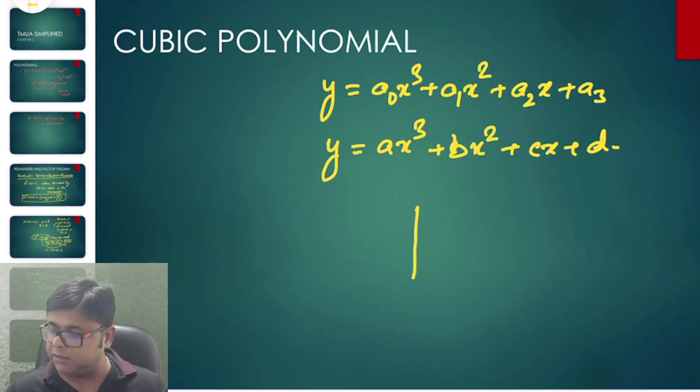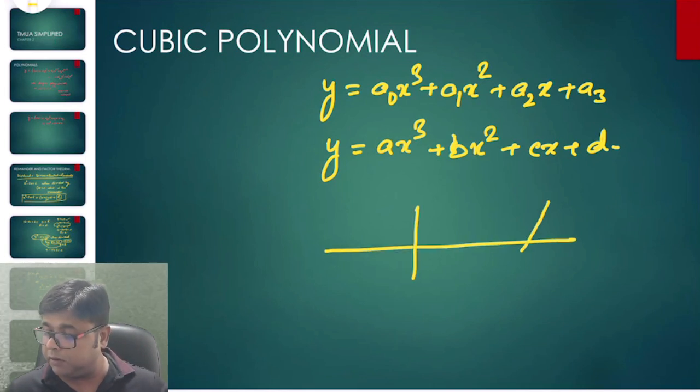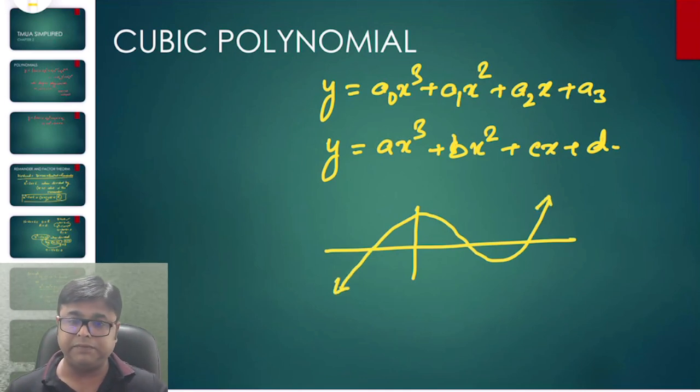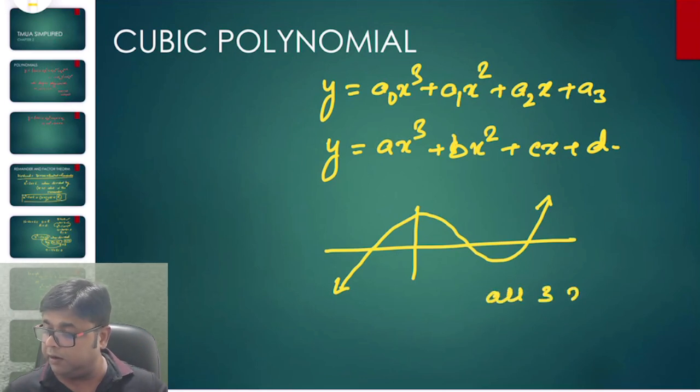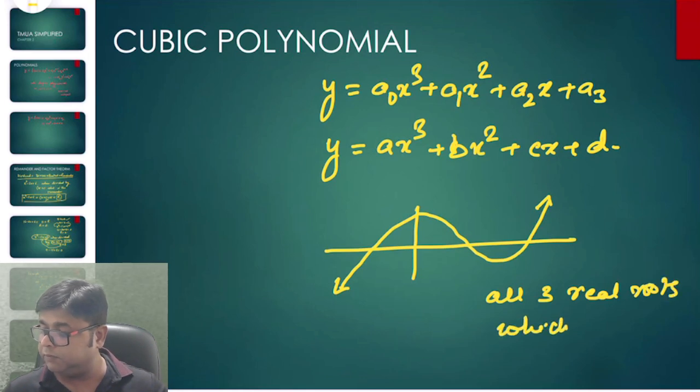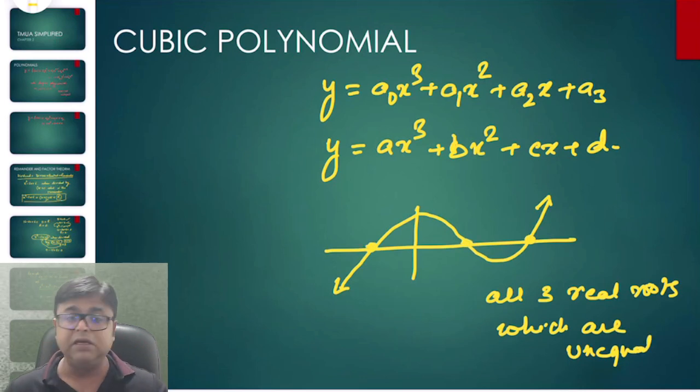If all 3 roots are real and distinct, I'm going to get this kind of curve. In this case, we have all 3 real roots which are distinct, or unequal, so you get 3 different values of roots. I told you in quadratic also, roots mean x-intercepts. X-intercept means where y is 0, and y is 0 on the x-axis. So that's how we can find them.